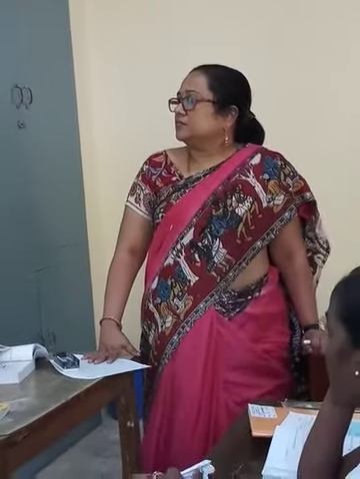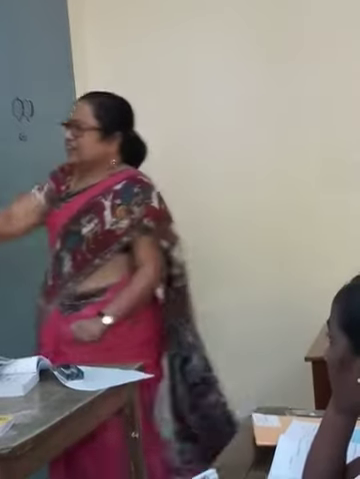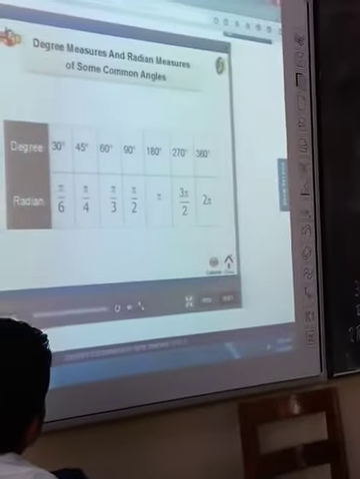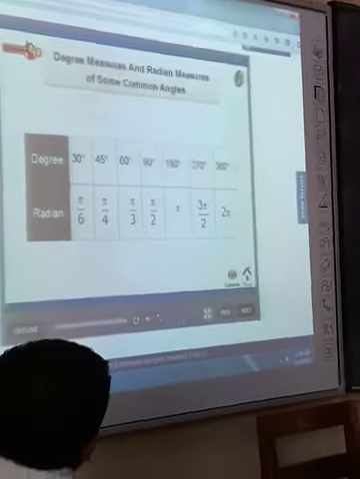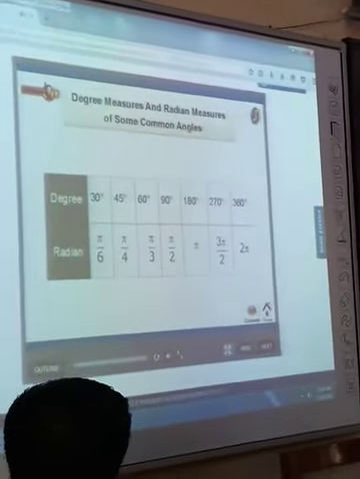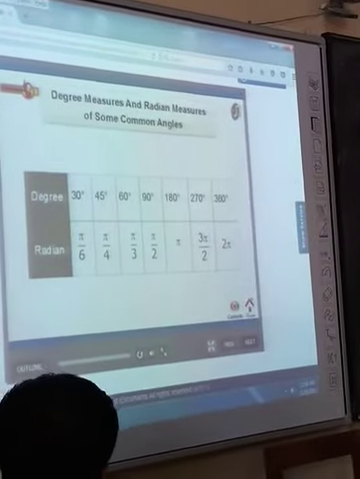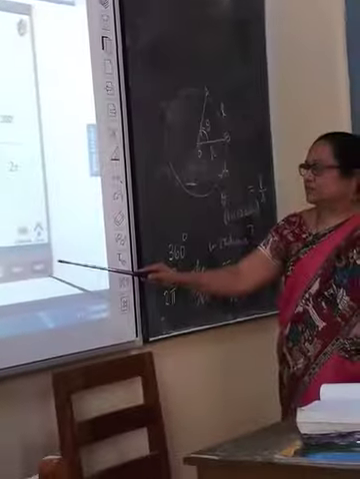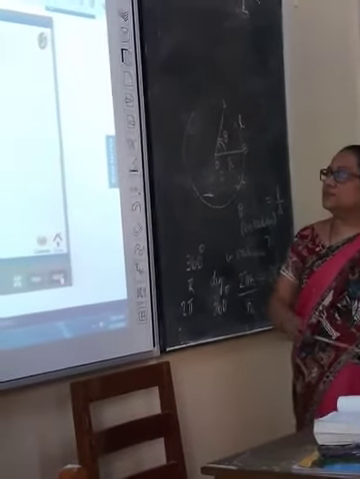Let us now see some common degree and radian measures. We have seen some conversions. Already you have converted. Here we have the degree and radian measures of some common angles such as 30, 45, 60, 90, 180, 270 and 360 degrees. Let us now solve some examples related to the degree and radian measure of an angle.